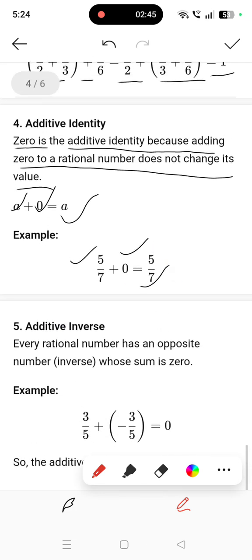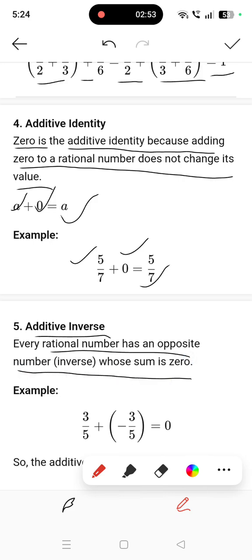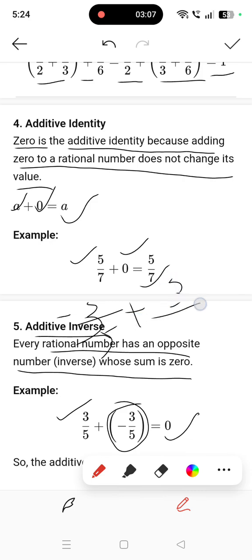And the last property of addition of rational numbers is additive inverse. In this, every rational number has an opposite number, an inverse, whose sum is 0. Like if you have a rational number 3 by 5, you will add its negative form to it to get 0. If the number is given as minus 3 upon 5, then you will add plus 3 upon 5 to it so that you can get 0. So this is called additive inverse.